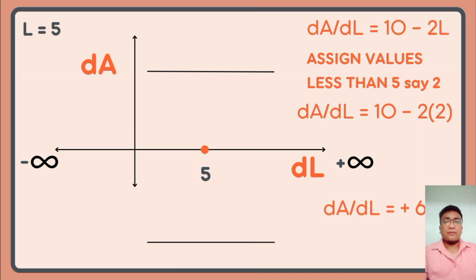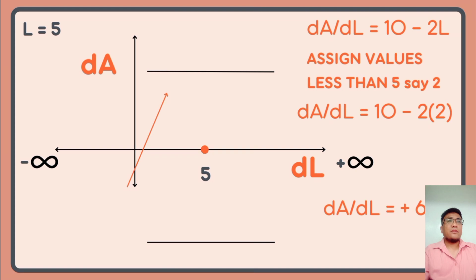We know that positive slope behaves like this. Okay? So now, we have a clue that the curve is concave upward. Okay?